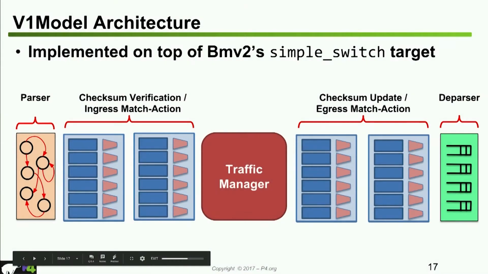So this is the V1 model architecture, the architecture that we'll be using today for our assignments. It's implemented on top of the BMV2 simple switch target. It consists of a programmable parser, checksum verification, and an ingress match action processing block. There's a traffic manager, which is not programmable in P4, but performs the role of scheduling packets between the input ports and the output ports, and perhaps replicating packets as well. And then there's the checksum update, the egress match action processing pipeline, and a deparser.